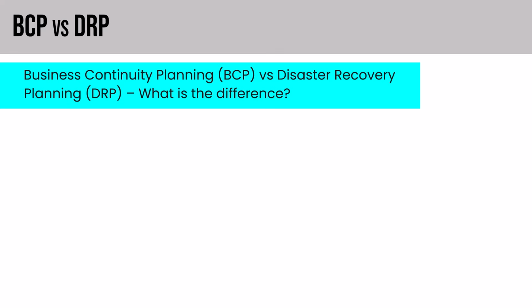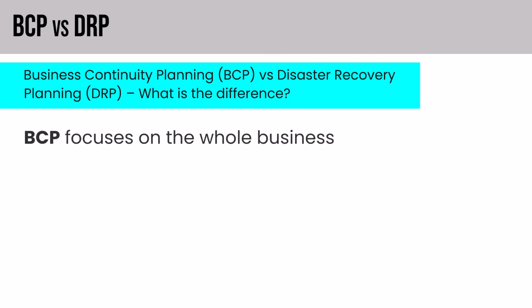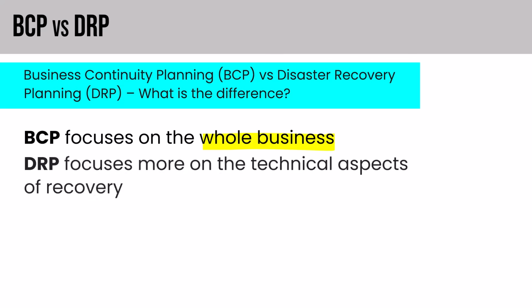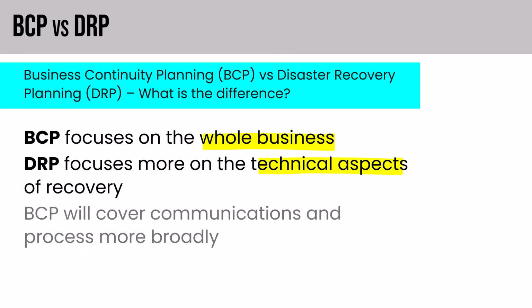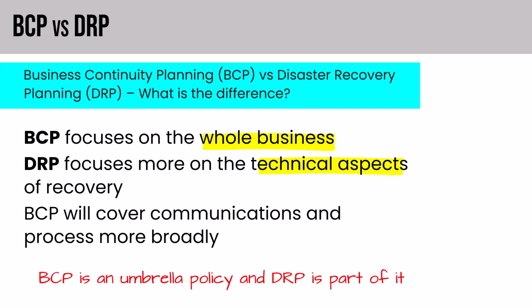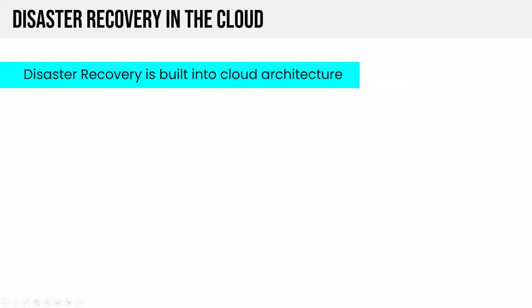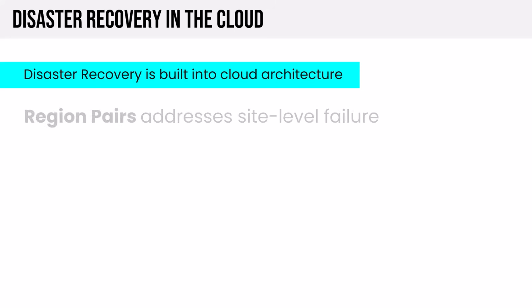So what's the difference between business continuity planning and disaster recovery planning? Well, business continuity planning focuses on the whole business, whereas disaster recovery planning focuses more on the technical aspects of recovery. Business continuity planning will cover communications and process more broadly. Basically, business continuity planning is an umbrella policy, and disaster recovery planning is part of it. Disaster recovery is built into cloud architecture, and there are some concepts we covered earlier that come into play here.